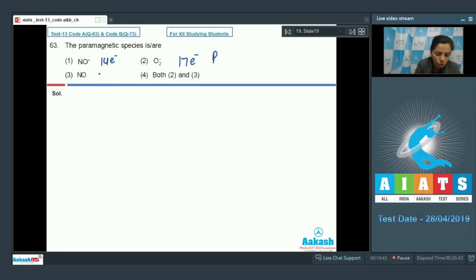Further, NO. This also contains 15 electrons total, and if you fill these electrons in molecular orbitals, you will find that in anti-bonding molecular orbital there is unpaired electron, and on that basis both 2 and 3 become the correct answer, because both of these species are paramagnetic in nature. Option 4 is the correct answer now.